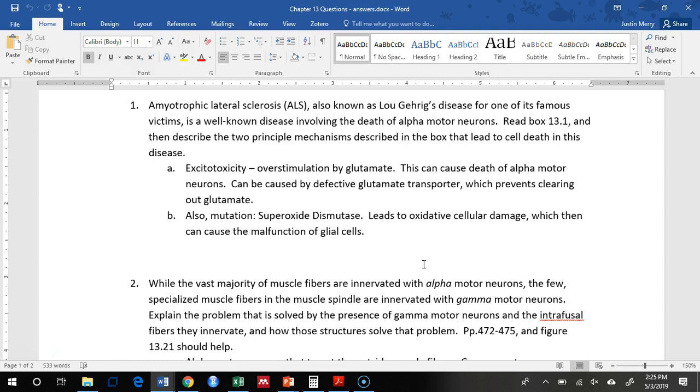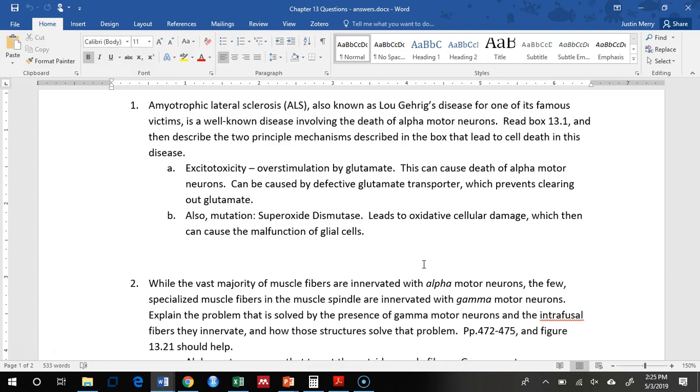There was some indication there might be in some cases a defective glutamate transporter, so there can be some genetic basis to this. If you have a poor or defective glutamate transporter, it doesn't reuptake glutamate like it should, so glutamate will linger in the synapse and therefore overstimulate your neurons. So that was basically item number one.